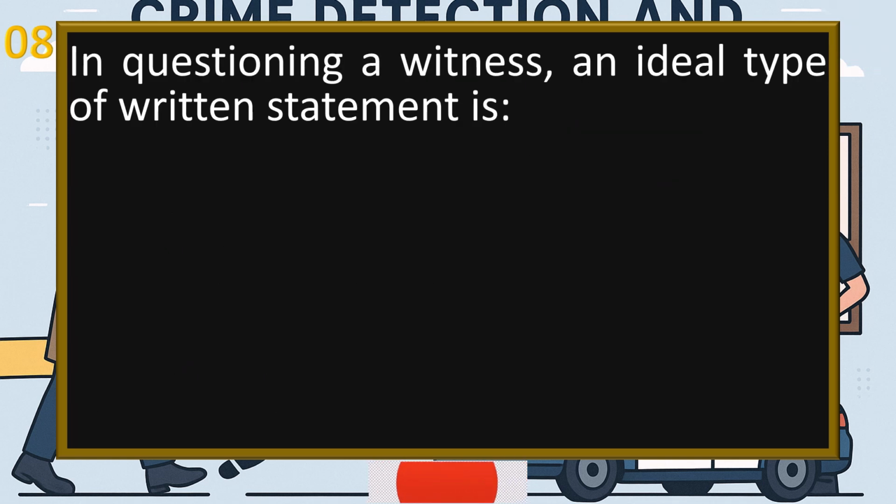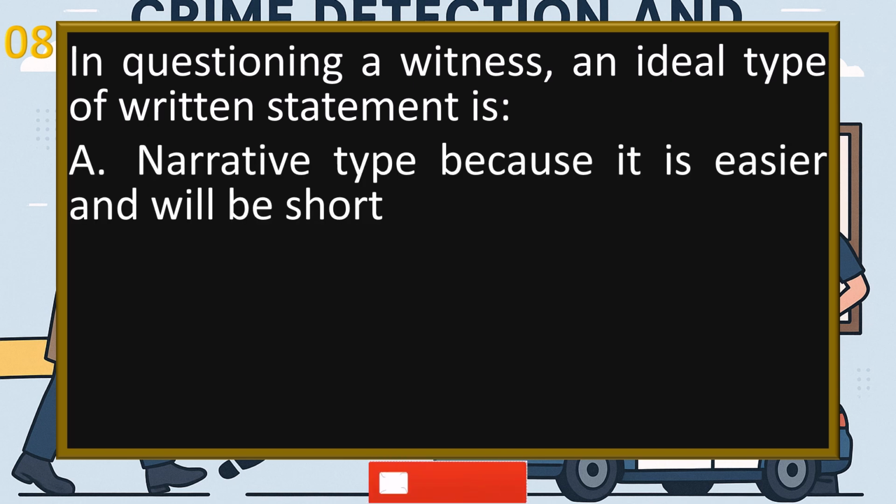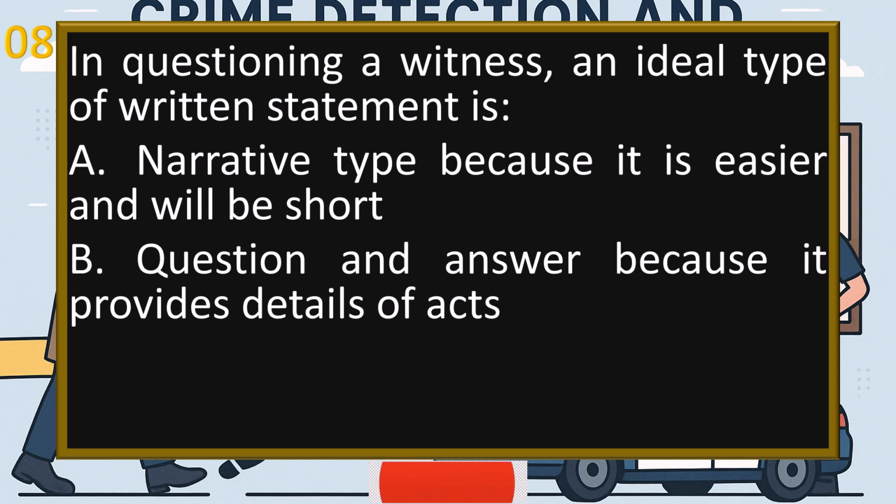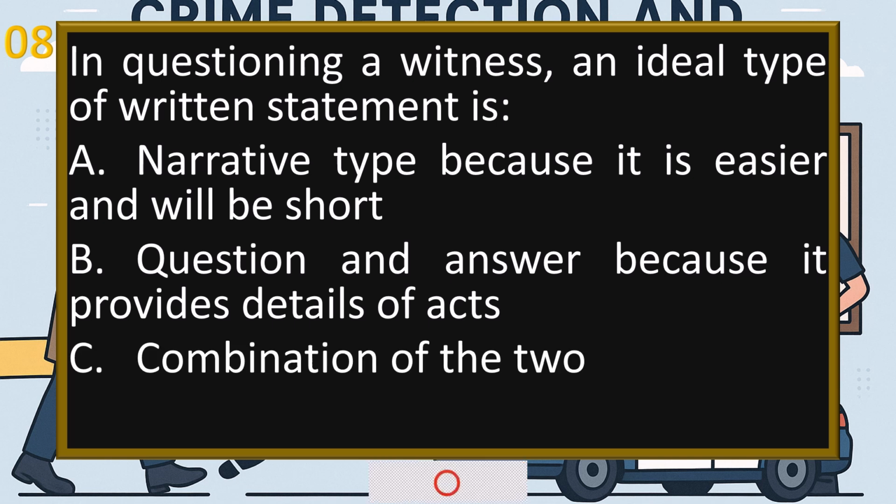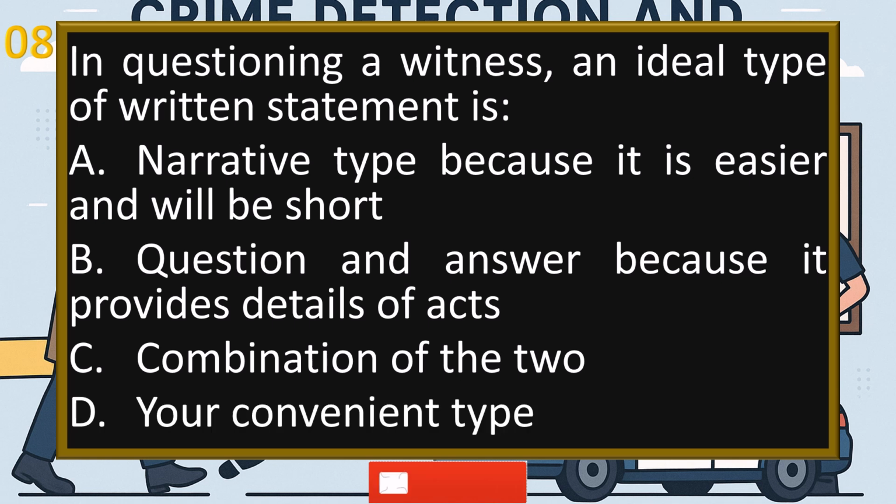In questioning a witness, an ideal type of written statement is A. Narrative type because it is easier and will be short. B. Question and answer because it provides details of acts. C. Combination of the two. D. Your convenient type.